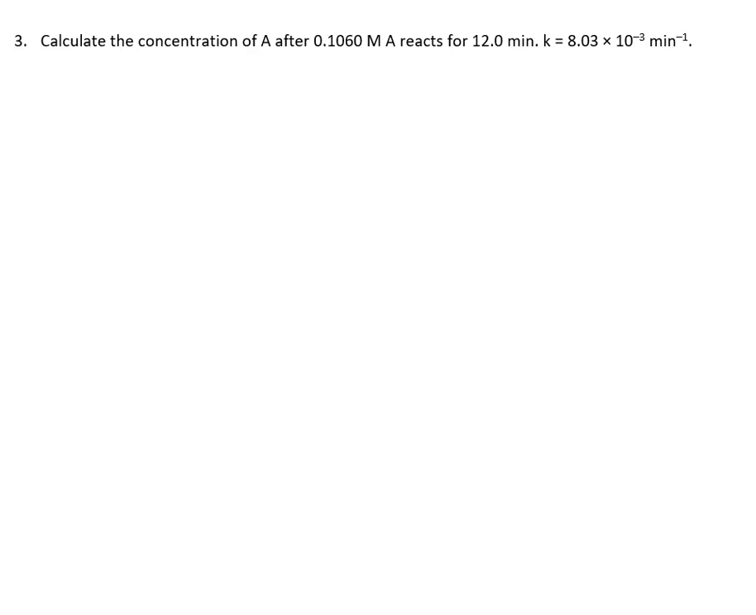In our next example, we're going to use the linear form of the first order rate law. I'll go ahead and write that down first, and then we'll define our terms. ln A equals minus kt plus ln A naught. The information that we're given, calculate the concentration of A. So that's what we're trying to find out.